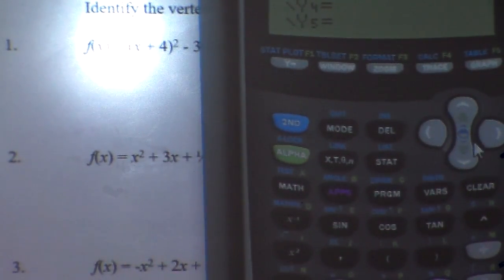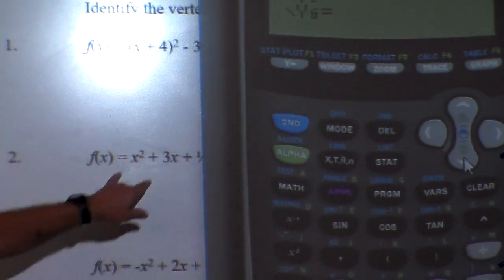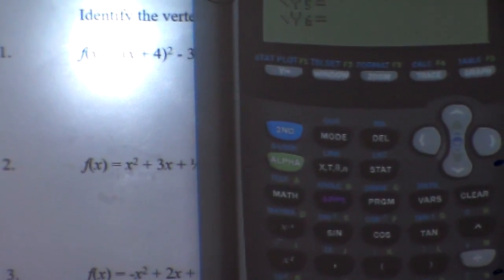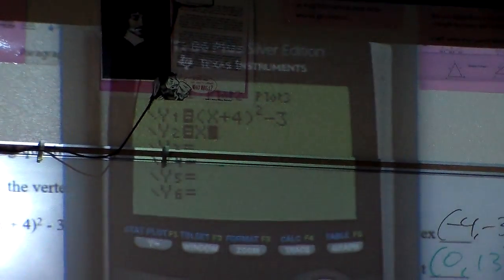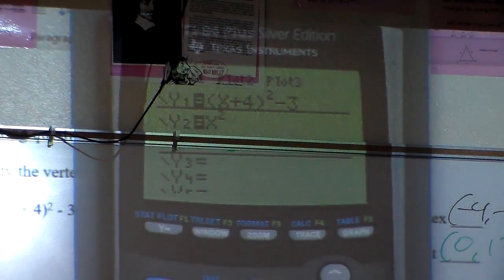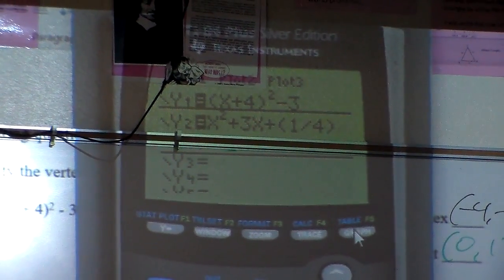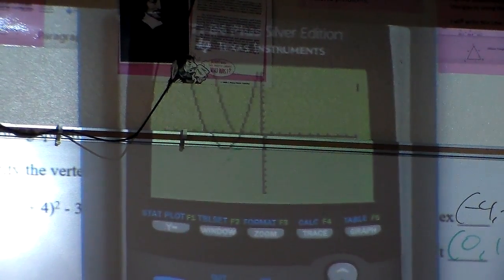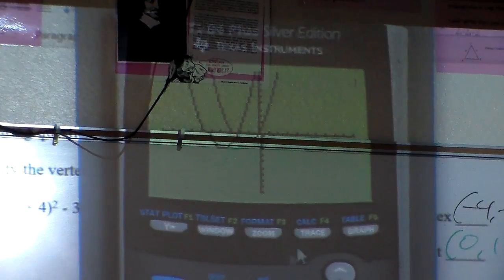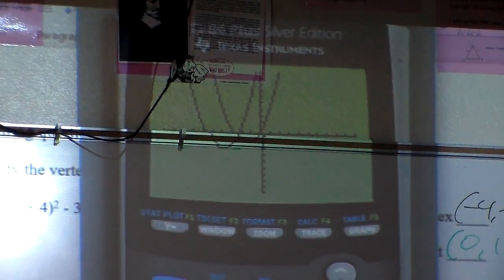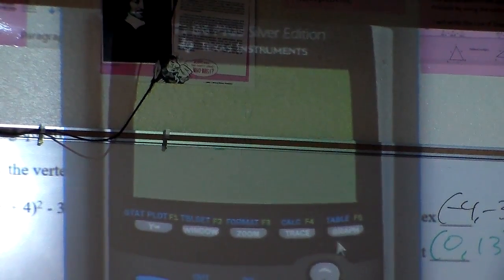While you're on that, leave that in Y1, now go to Y equals, and go to Y2, and in Y2, type in the second equation, the x squared plus 3x plus, and I always put the 1/4 in parentheses. I don't think you would have to on this one, but I think it's always good. And now you can hit graph. When I look at it, it'll show them both on there. Go ahead and hit second table.